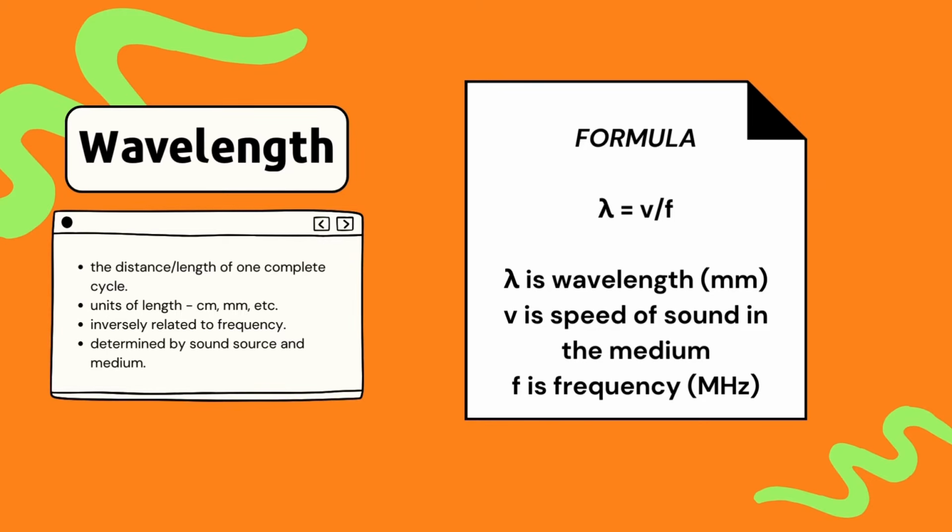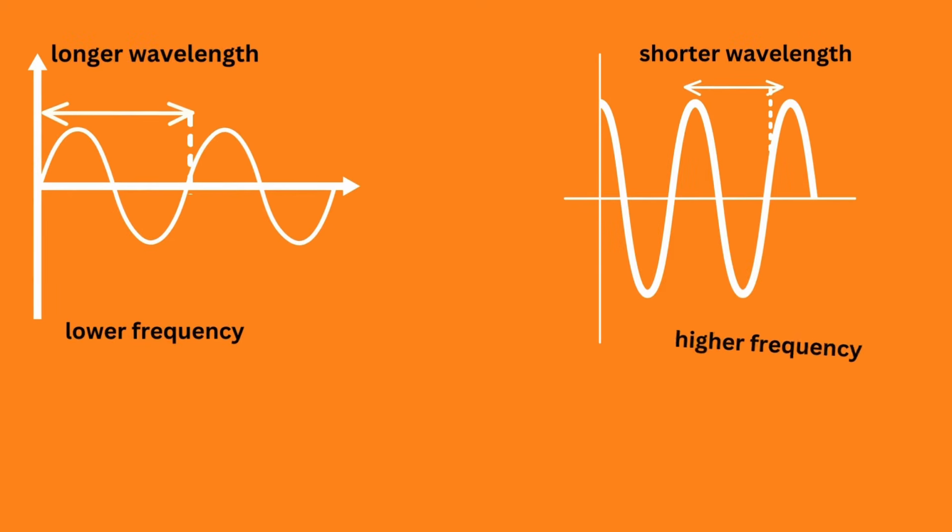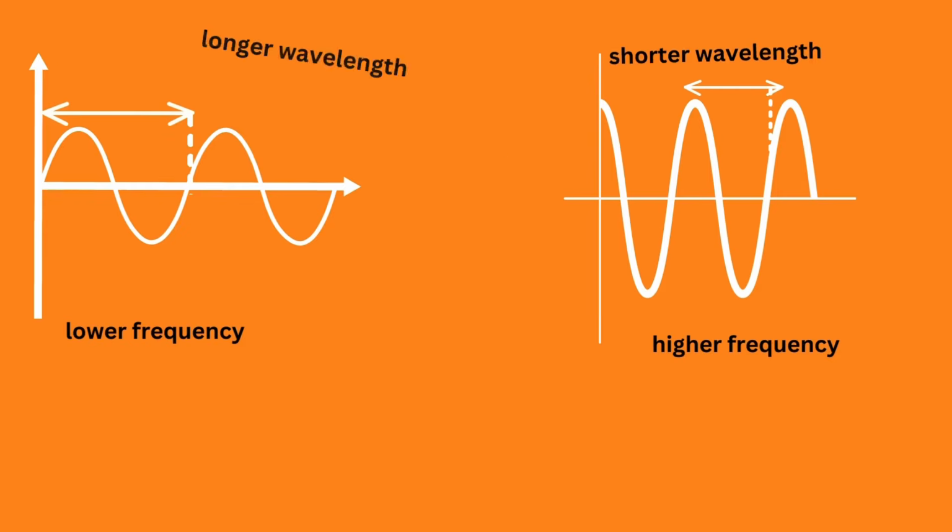Now, here's another important relationship to understand. Wavelength and frequency are inversely related. This means that when frequency is increased, the length of the wave is shorter, and vice versa. So higher frequency corresponds to shorter wavelengths, and lower frequency corresponds to longer wavelengths. One key thing to note is that wavelength is the only acoustic parameter that's determined by both the sound source and the medium through which the sound waves are traveling.